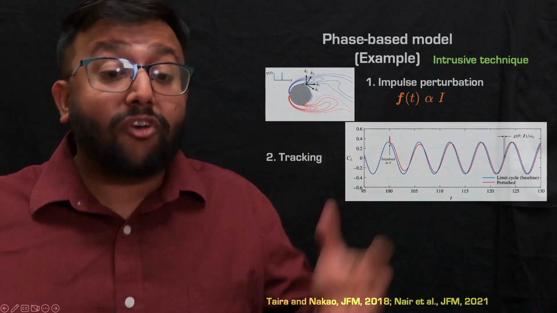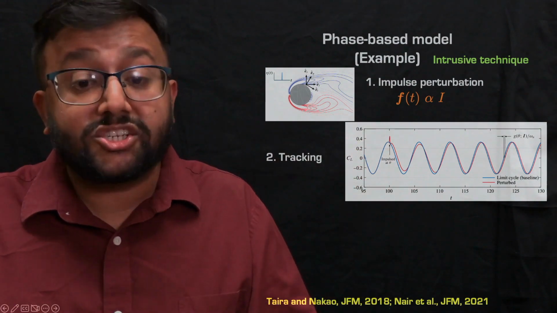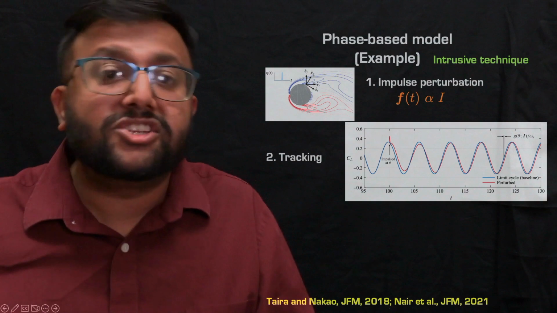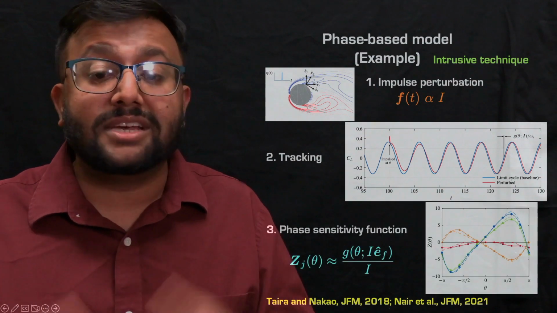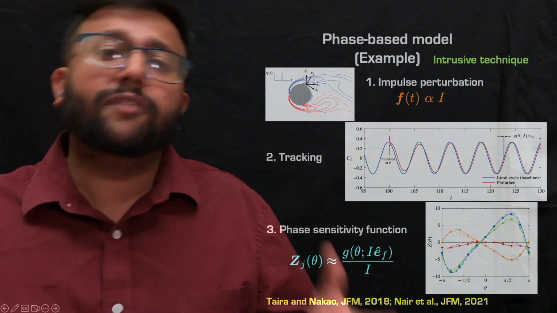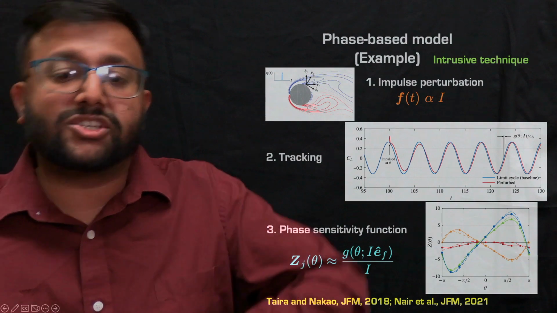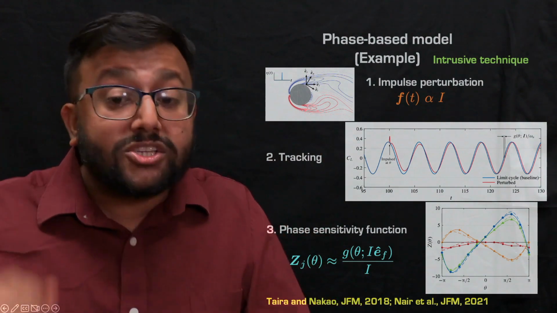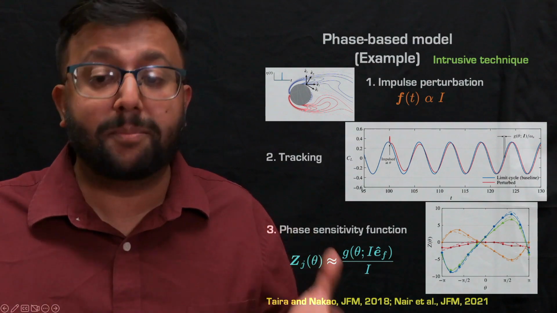We then track the oscillation of the system till it reaches some limit cycle steady state. And then we compute this phase sensitivity function. Now the phase sensitivity function is nothing but the phase advance or the phase delay that is caused by this impulse response trajectory compared with the baseline.